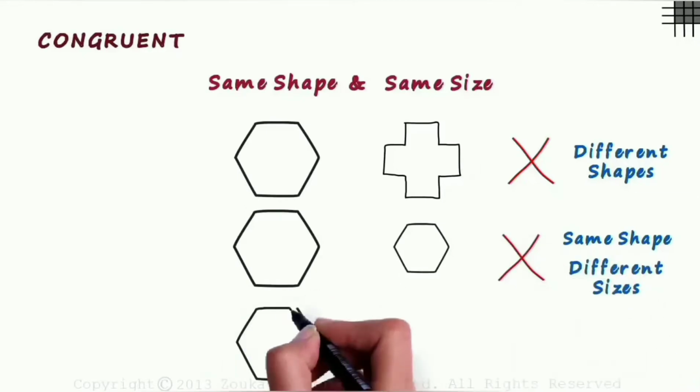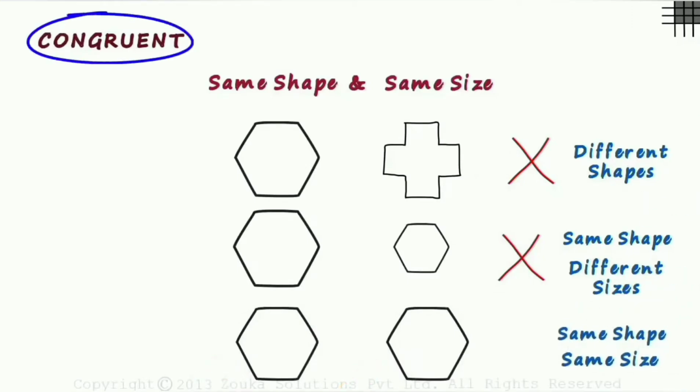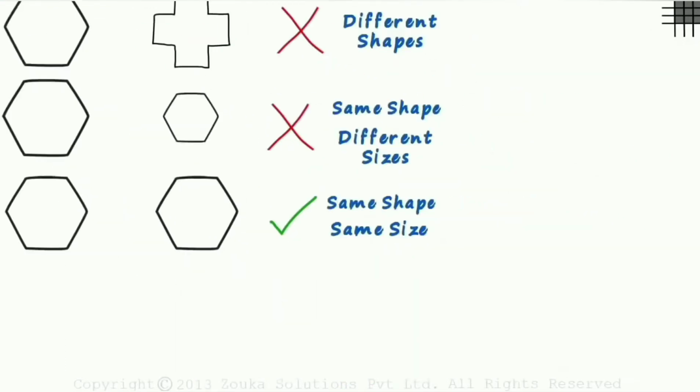But what about these two shapes? They have the same shape as well as the same size. They are congruent figures. But we cannot place a figure on the other to know if they are congruent or not. So how can we say if two figures are congruent or not? We need to understand a simple concept first.